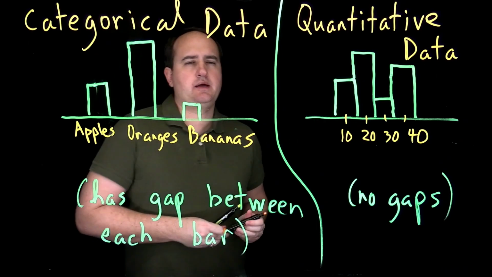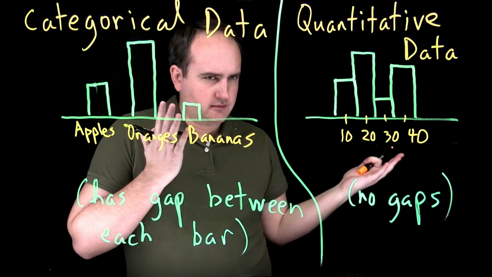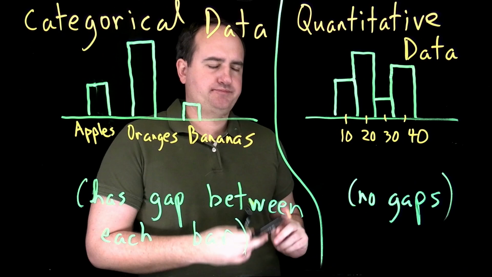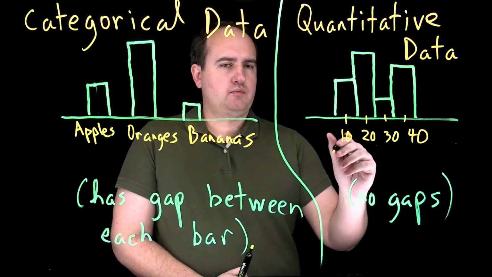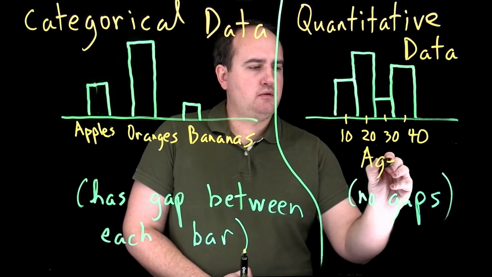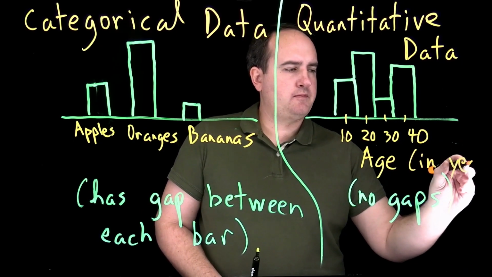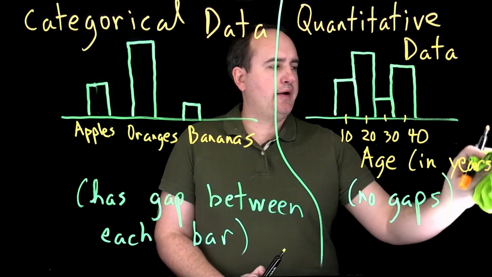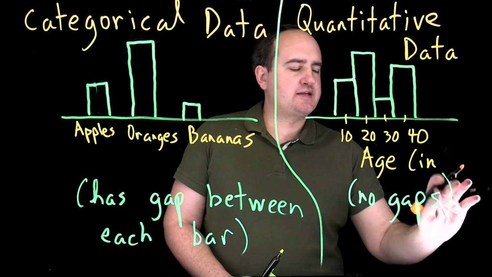Okay, and I didn't really say what these numbers represent, but they could represent anything that you could measure. It might be ages of people. So this could be representing age of people in the study in years. But as long as it's numbers that actually count something or measure something, then that's when we use a histogram.